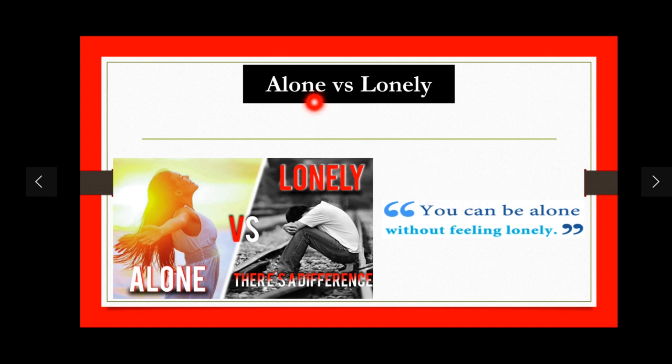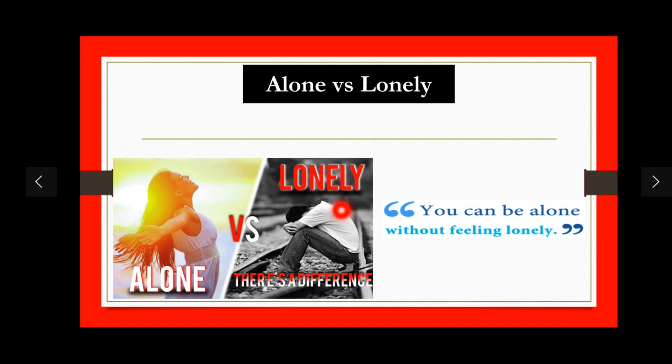Here we will differentiate alone from lonely. You can be alone without feeling lonely. So lonely means when you are sad, and alone means when you are without someone or you are without something. So here you can see that you can be happy even when you are alone. Some people are happy when they are alone. Lonely doesn't mean that you are without someone, right? Or you are without something.